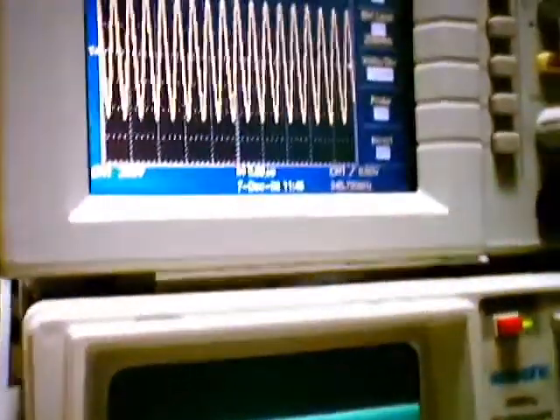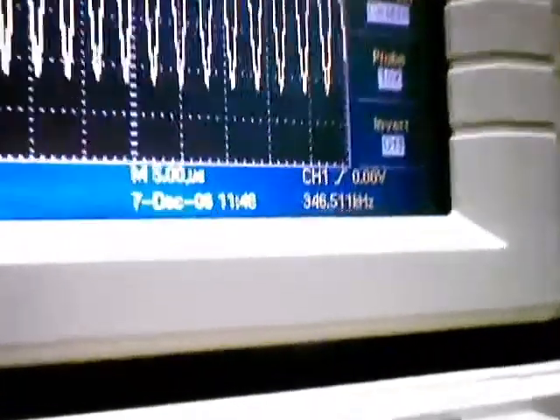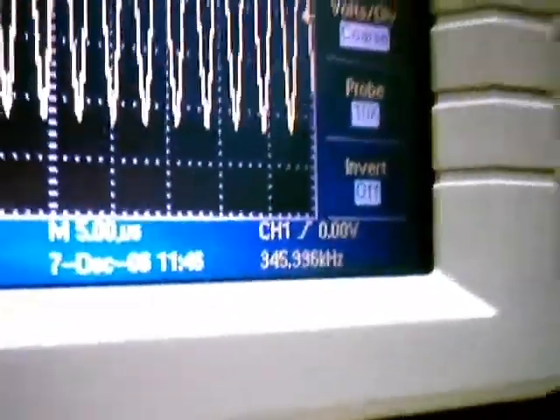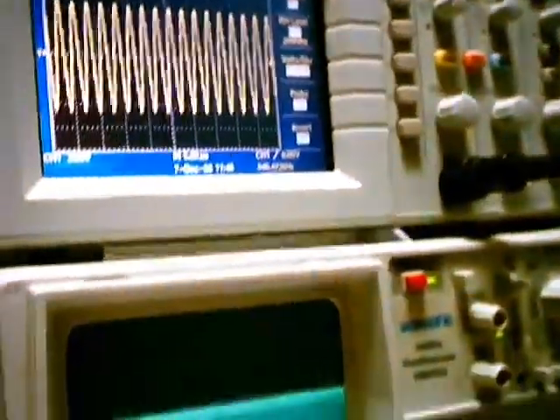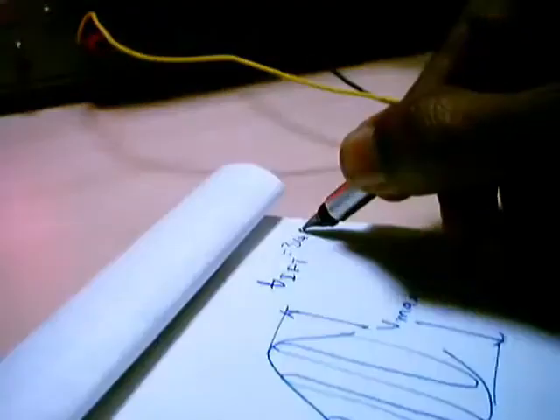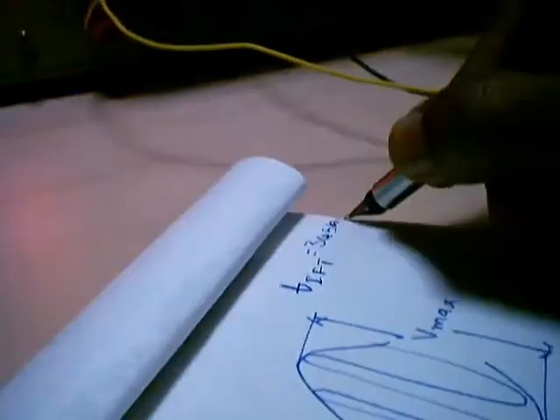As found on your DSO, the carrier frequency is 345 kilohertz. So we can take it as FIFT. This is our first reading, corresponding to 345 kilohertz.